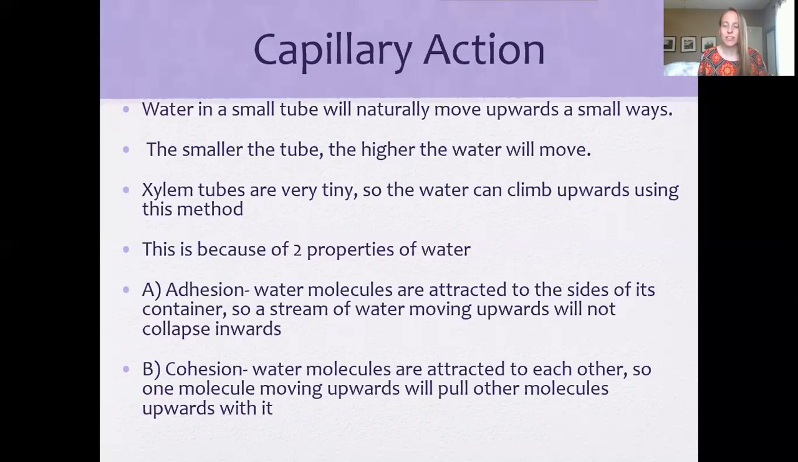And then cohesion is the fact that water molecules are attracted to one another. And so as you pull one water molecule up, it's bonded loosely to the water molecule directly underneath it. And so they pull each other up in a chain. I don't know if you guys ever saw Barrel of Monkeys. It was a little game where monkeys were positioned like this and they would hook onto each other's arms. That's kind of what the water molecules are like. They latch onto each other and pull each other up.